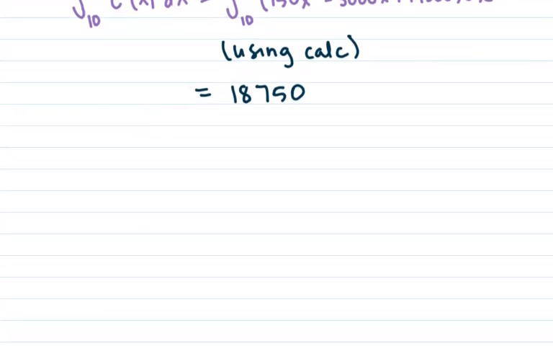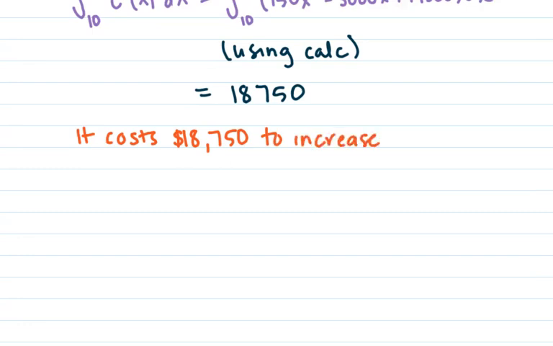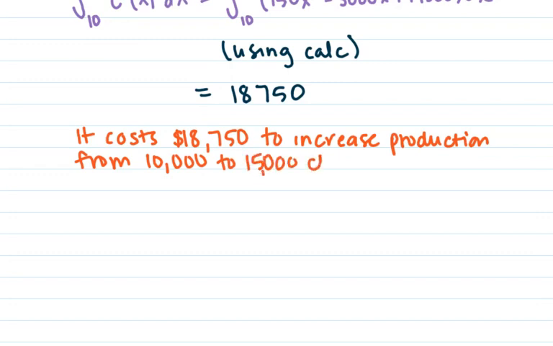It's in terms of money. So we'll answer, it costs $18,750 to increase production from 10,000 to 15,000 chips. Awesome. Now let's do part B.